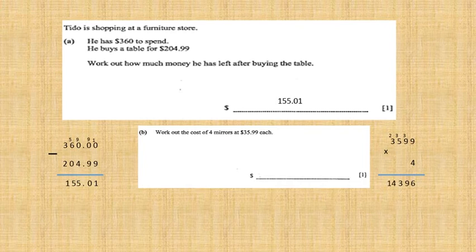And what about the decimal point? I have to put it here, so I will walk 2 steps to put the point. 1, 2. So I have to walk in the answer 2 steps. 1, 2. So here is the point. So the cost for 4 mirrors at $35.99 each is going to be $143.96.